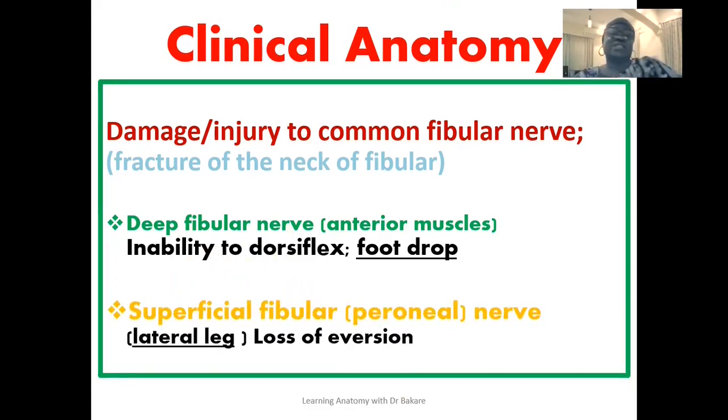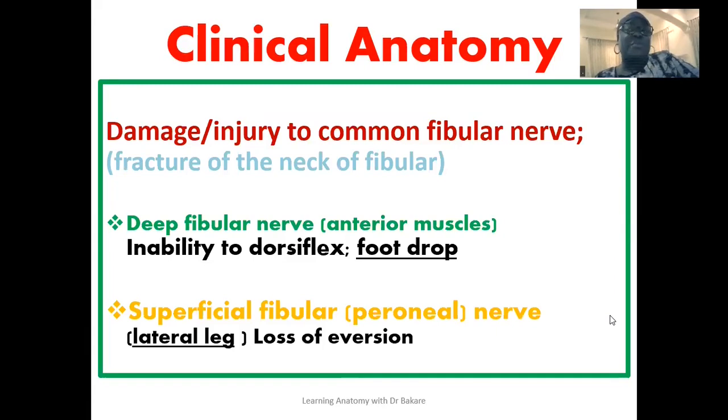Also, when the superficial fibular nerve or superficial peroneal nerve is targeted, it affects the action of the muscles in the lateral compartment of the leg, because we stated that the superficial fibular nerve provides motor innervation for muscles in the lateral compartment of the leg. The action that the lateral group of muscles in the leg exerts is eversion of the foot. So when there is damage to the superficial fibular nerve, there will be loss of eversion.